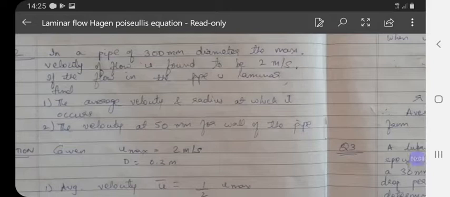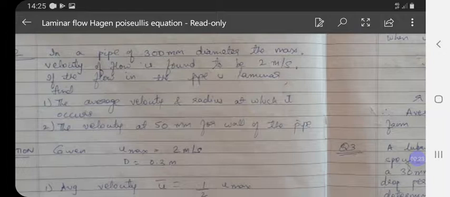Okay, now in continuation with the Hagen Poiseuille equation, we are going to see a problem. The problem is: in a pipe of 300 mm diameter, the maximum velocity of flow is found to be 2 meters per second. If the flow in the pipe is laminar, find the average velocity and the radius at which it occurs, and the velocity at 50 mm from the wall of the pipe.